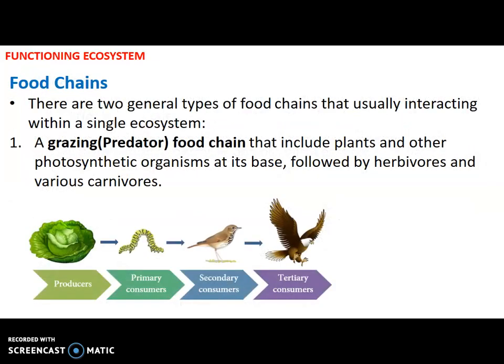Now, we have two types of food chain. We have the grazing food chain and we have the decomposer food chain. But let's look at the grazing food chain first. The grazing food chain starts with a producer, which is a green plant, a photosynthetic plant. Here you see plants and other photosynthetic organisms at its base, then followed by herbivores, carnivores, and the tertiary consumers. You look at this one now, you see a plant, which is the producer. You see the primary consumer, a herbivore, the caterpillar, because it feeds on the plant, and you see a bird that will come and eat up the caterpillar as a secondary consumer.